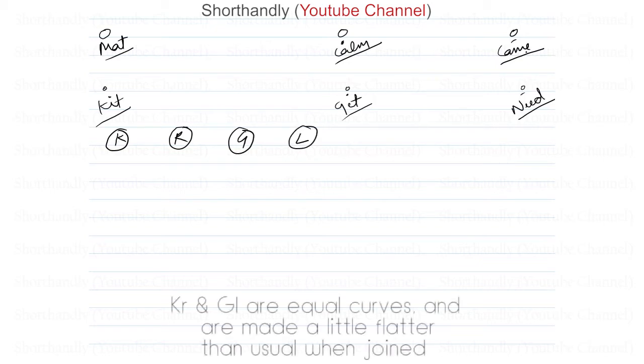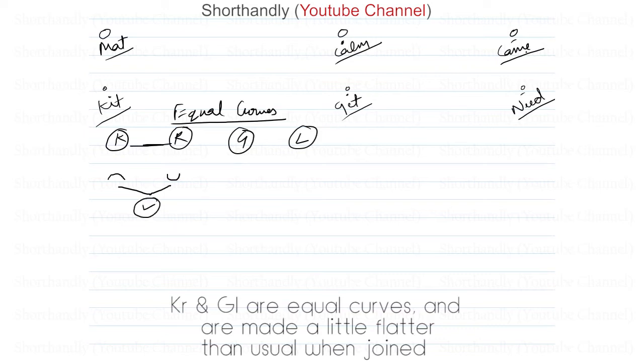Let's read this statement again. It says K and R and G and L are equal curves. So what are equal curves? Equal curves here simply means curves whose length is equal. If we take these two characters, K is made like this and R is made like this. You notice that these two have equal length. The length of these two curves is equal, so they will be called equal curves.